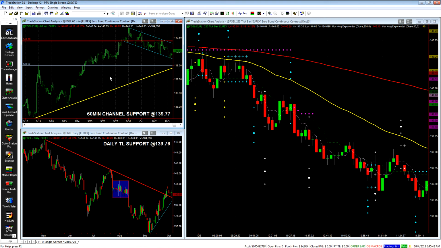So on the 60-minute chart, you can see that we have moved up, but we were in a channel pulling back, a very clear channel, and we were coming into channel support around here. Now you can see that the channel support on the 60-minute was at 139.77, and on the daily, the trend line was coming in at 139.76. Very close, and when things come together like that, it's always something worth taking note of.